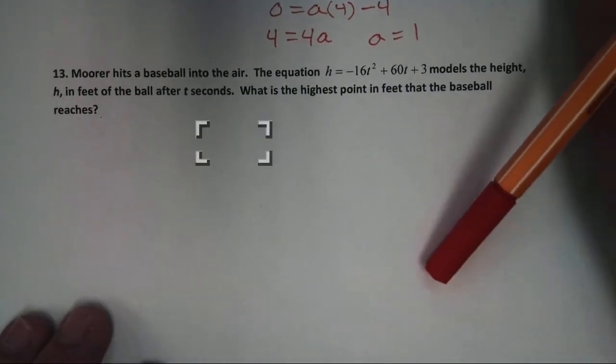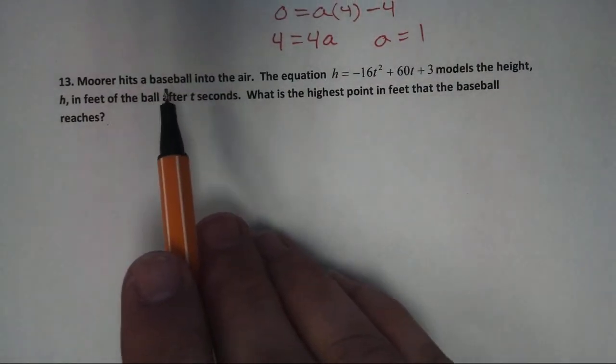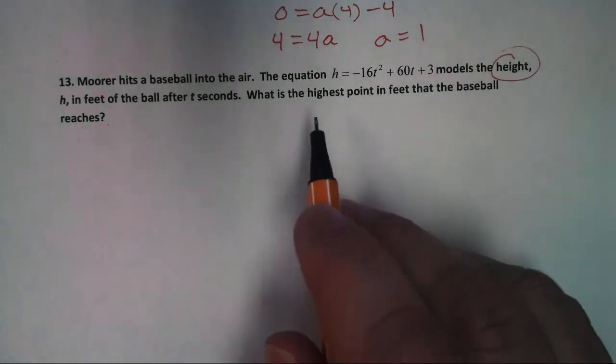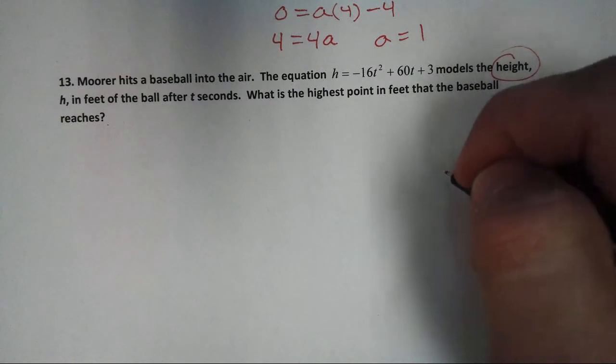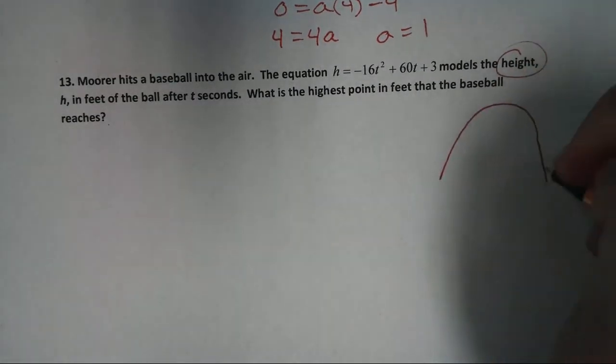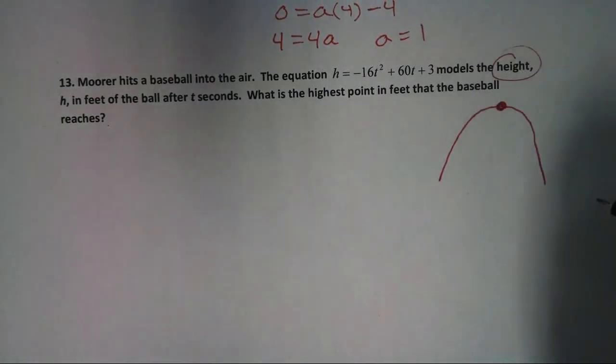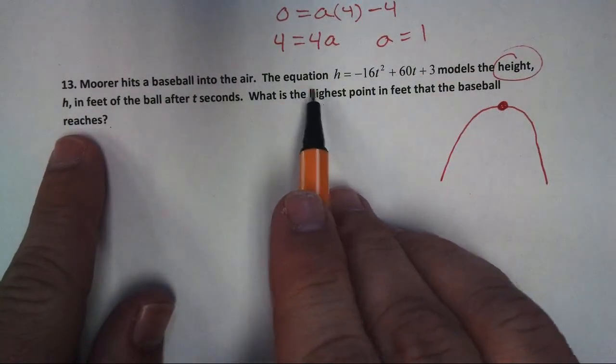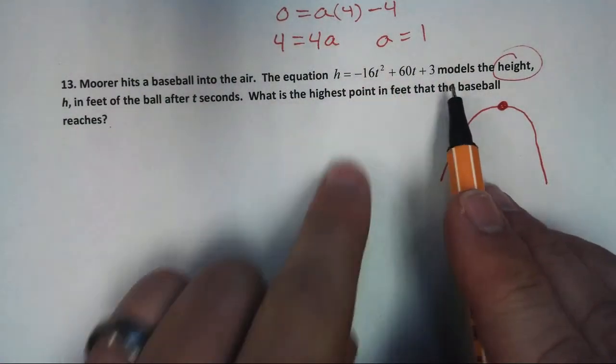And now for the last question. We have someone hitting a ball into the air. Here's the equation of the height. What is the highest point in feet? The highest point would be your vertex. So we have to find the vertex. That's all this word problem really is. It's just saying find the vertex of this problem.